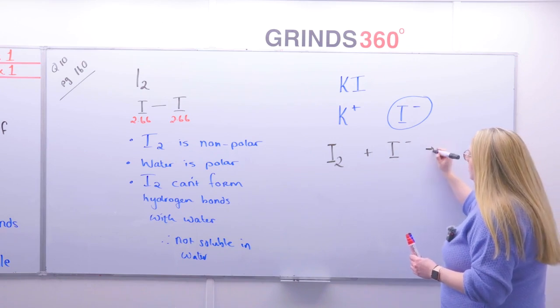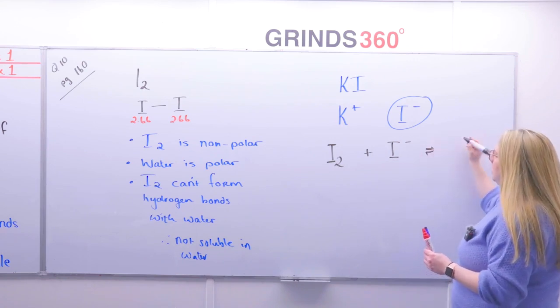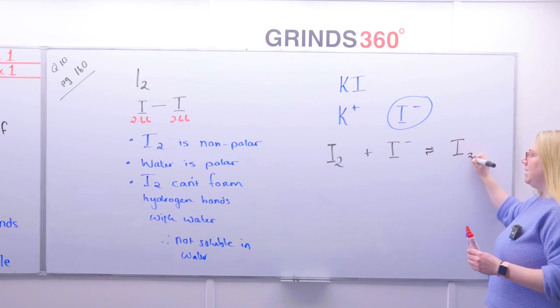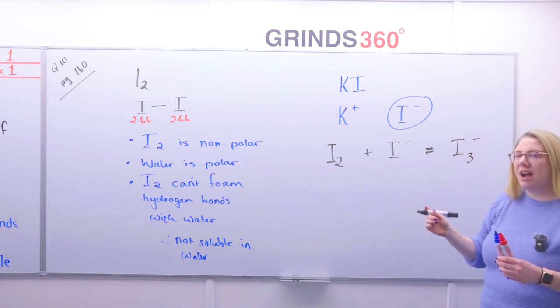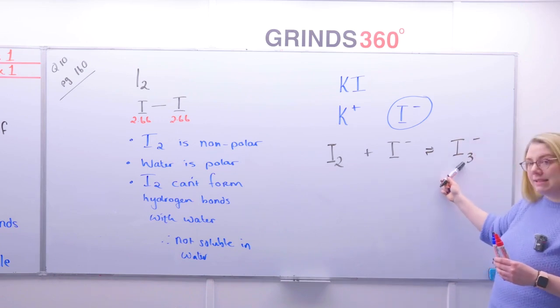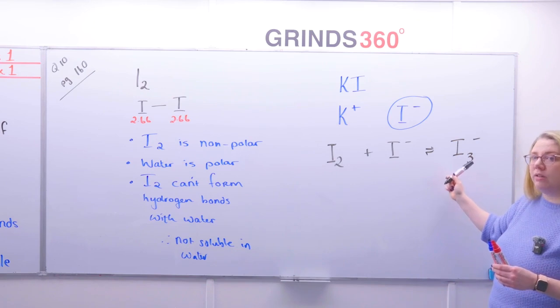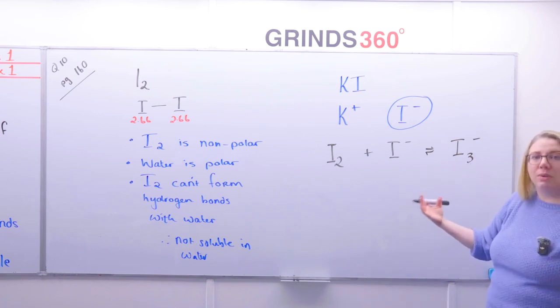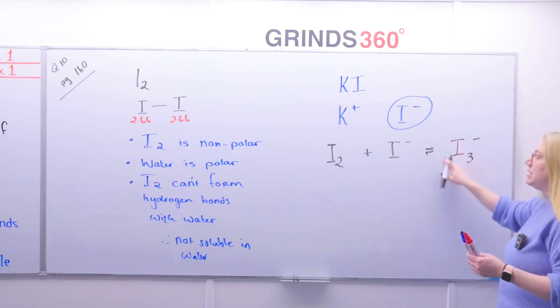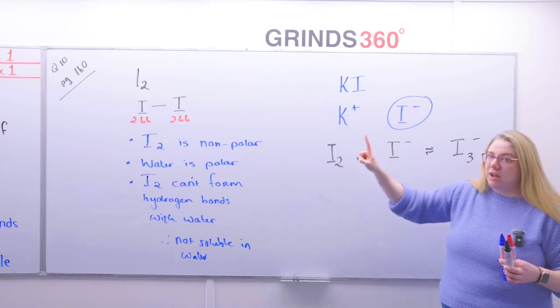Technically, it's in equilibrium. Don't worry about the equilibrium symbol for now. And you get I3 minus, which we call the triiodide. This is what you have in that red-orange liquid that you see and we call an iodine solution. It's the triiodide. It's not I2.